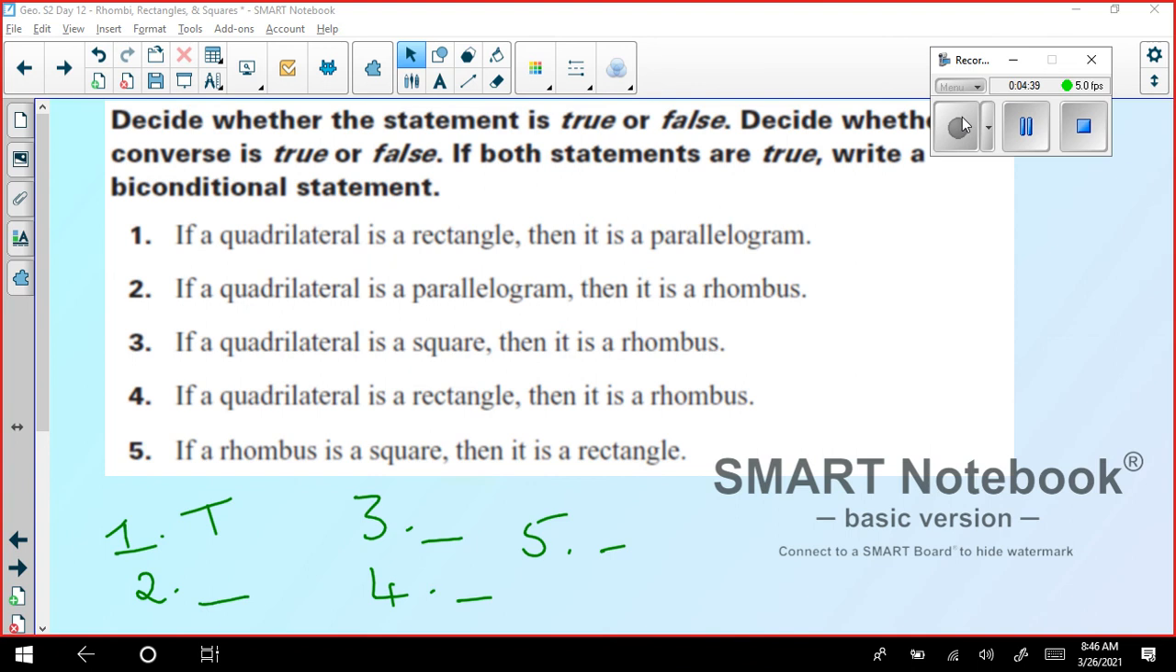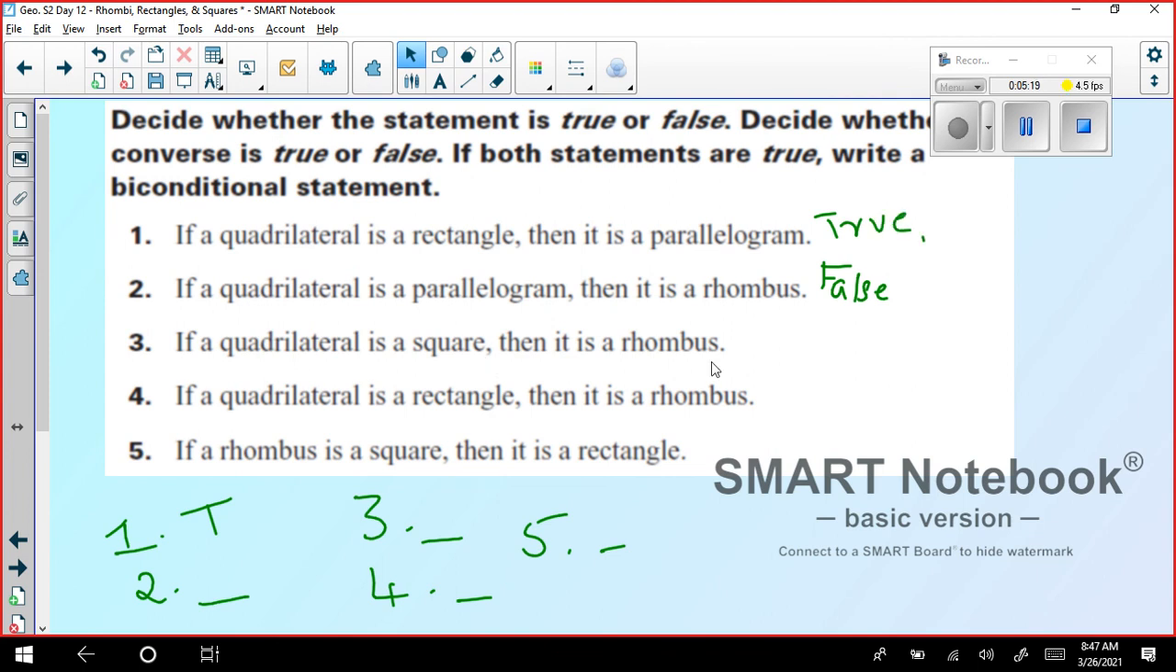We know that if a quadrilateral is a rectangle, then it's a parallelogram. That's true. That's the definition of a rectangle. A rectangle is an equiangular parallelogram, so it has to be true. If a quadrilateral is a parallelogram, then it is a rhombus. Need not be. It can be just a parallelogram, it can be a rectangle, and a square is a rhombus. So it can be a normal parallelogram or a rectangle. So this has to be false. The second is false. The first one was true, which we already discussed.